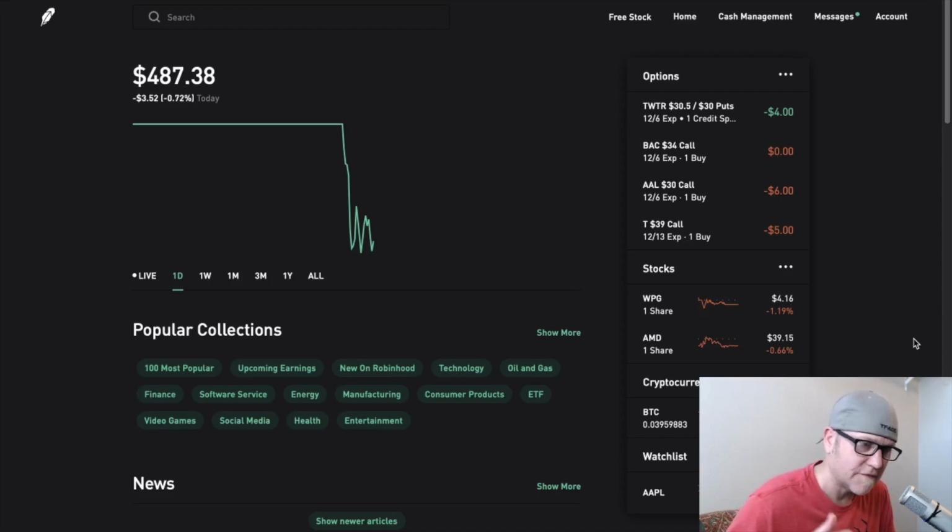Just a little update from last week. We had one option expire worthless last week, and that put us 20 bucks up. I'll show you guys that here in a second. But as you can see, we're down a little bit overall for the week because we have some options expiring next week, and these will fluctuate intraday. So you see this Twitter call, AT&T, American Airlines, and then we have the Bank of America.